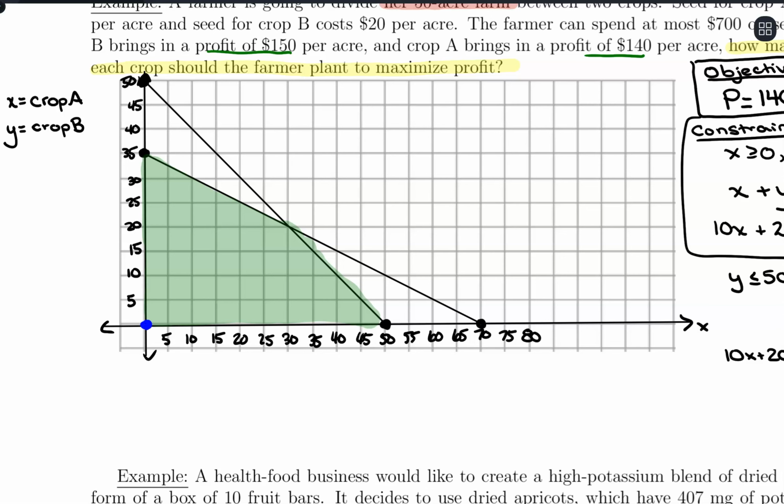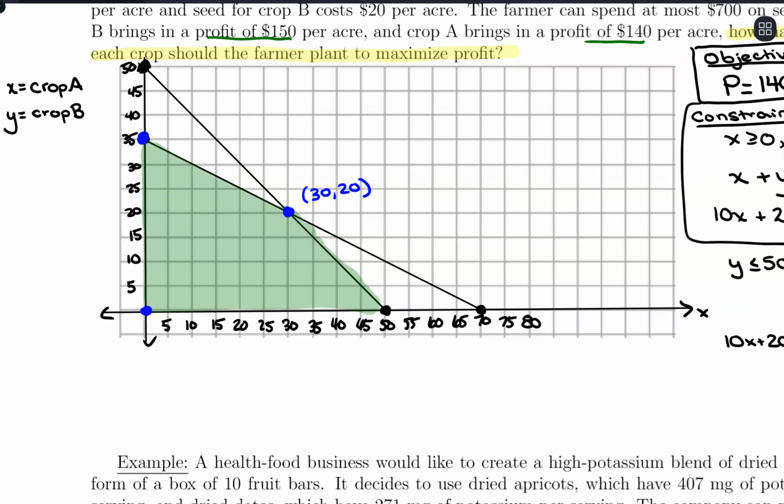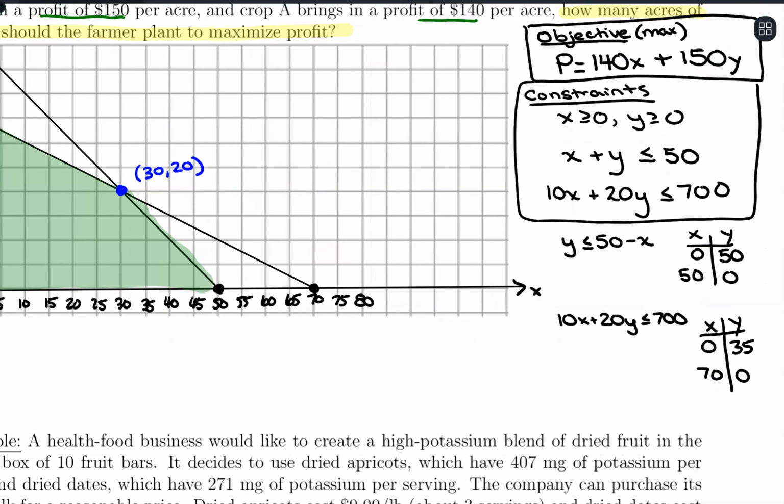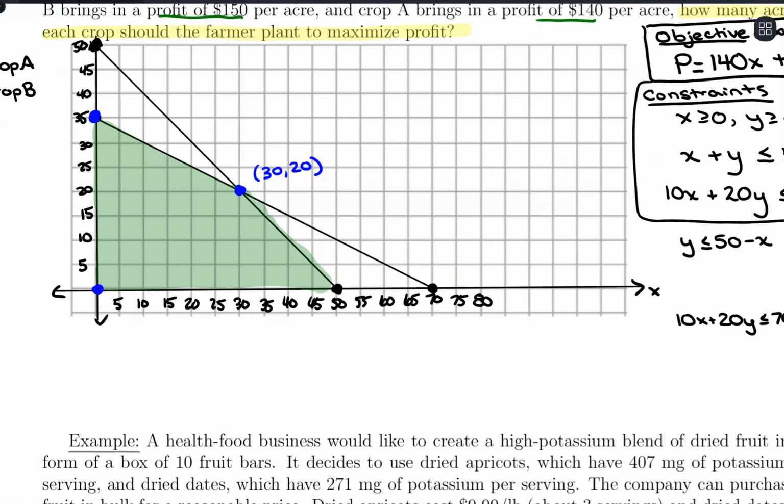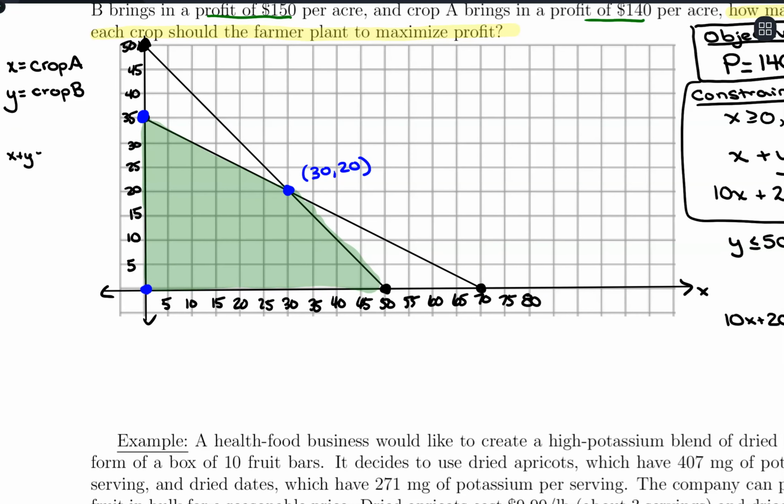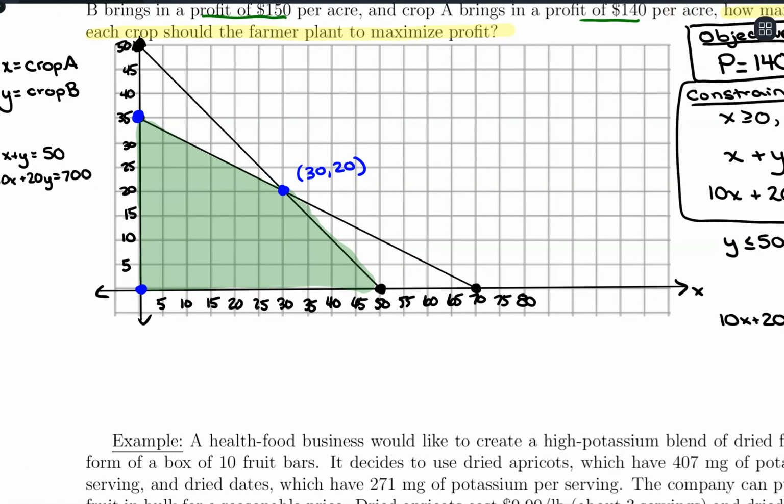Okay, so the corners. We have our origin 0, 0. We have the smaller of the y-intercepts at 0, 35. We have the intersection of the two, which is occurring at 30, 20. And if you're ever not sure where that intersection is occurring, what we can do is, let's see if I have enough room here. Because where it's going to be happening is where these two equations are equal to each other. So it's like if we had x plus y equals 50, and 10x plus 20y equals 700, it'd be solving that system of equations.